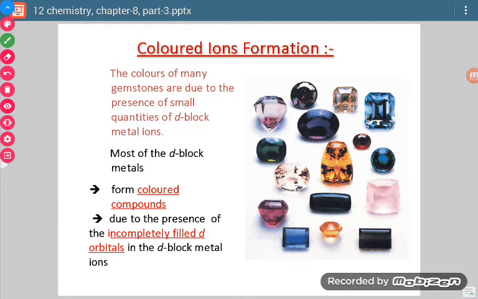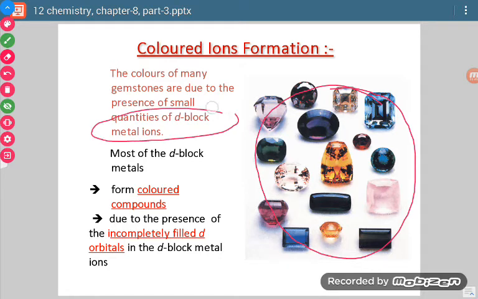Now see here in the picture, you can see different colorful stones which we use in our rings and all. This is because of the presence of a small quantity of d block metal ions. These colorful substances, these gemstones, are colored because of the presence of some d block metal ion.